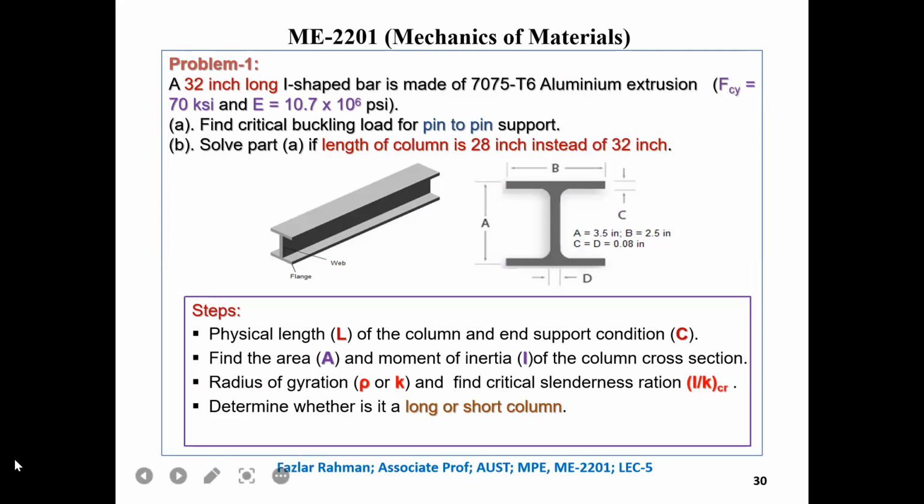Anyway, we will solve this problem. It says a 32-inch long I-shaped bar is made of this material. It's made of aluminum extrusion. Okay, and FCY is given: FCY 70 KSI, and the value of E is given.